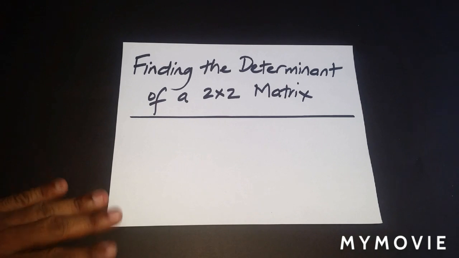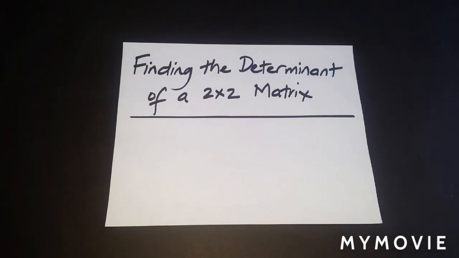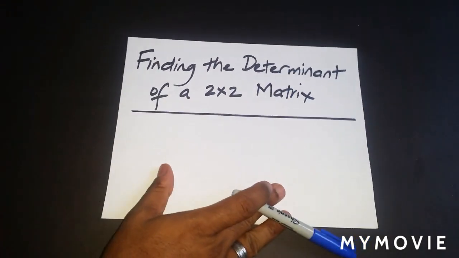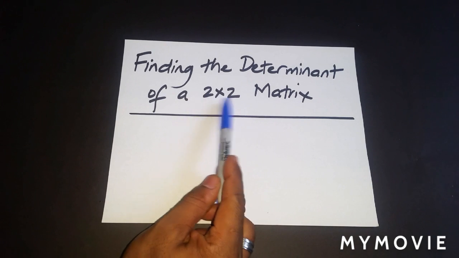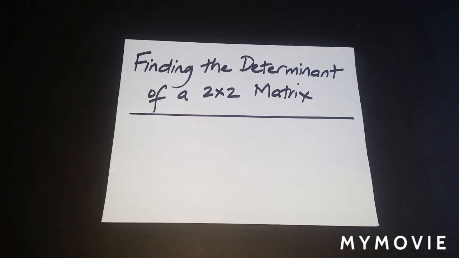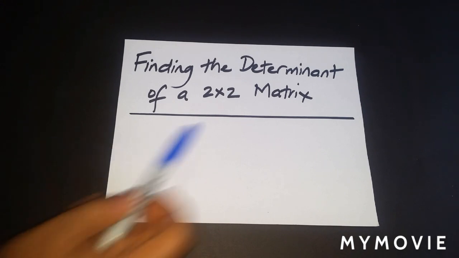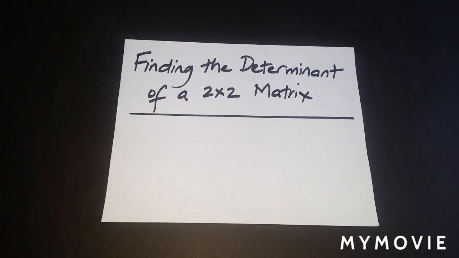Alright guys, welcome back, and today we're looking at finding the determinant of a 2 by 2 matrix. Now, as far as determinants go at this level, we'll only be looking at finding the determinant of a 2 by 2 matrix. So that's important to note. We're only dealing with matrices of the order 2 by 2.